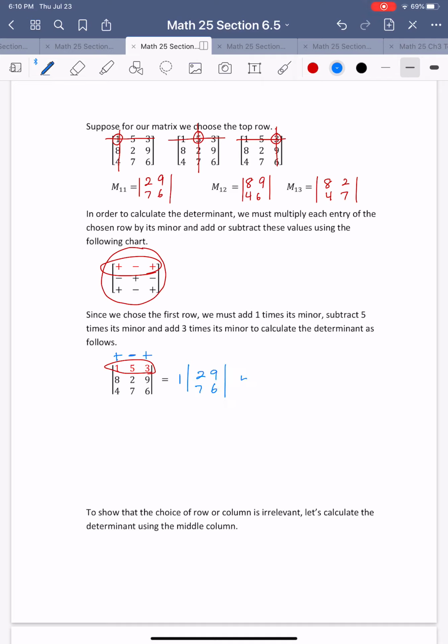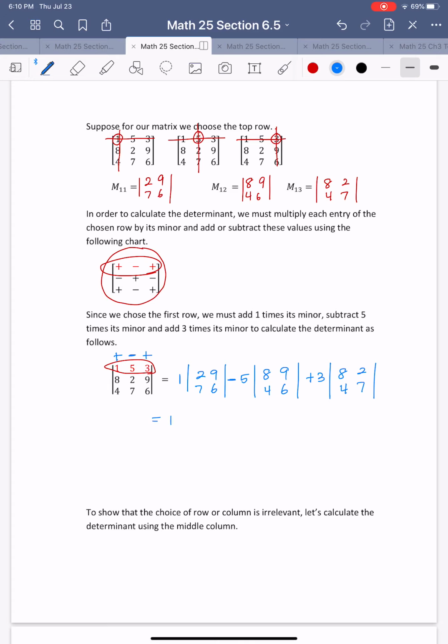So 1 is the first number, and the minor will be 2976. And then 5, but 5 has a negative sign, and the minor is 8946. And then 3 is positive, and the minor is 8247. And then you just need to calculate this. So that's exactly what they say here.